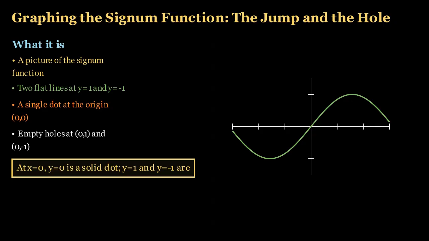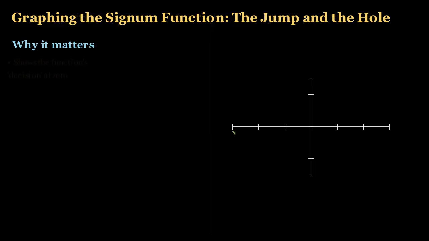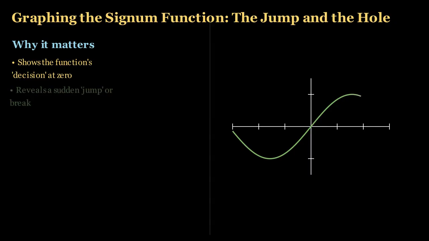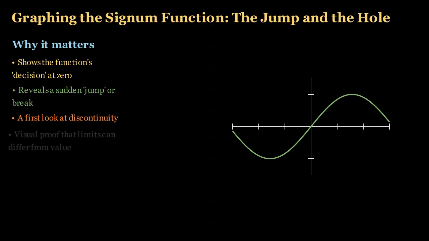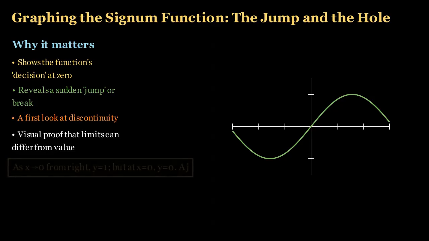Because this picture answers a deep question: what happens exactly at the boundary between positive and negative? The graph makes the function's decision at 0 crystal clear. As you walk along the top line from the right, getting closer and closer to 0, you're at a steady height of 1. But the moment you arrive at 0 itself, you don't find 1. You find a hole, a missing point, and the function's value has jumped all the way down to the solid dot at 0. The same thing happens from the left, where the value jumps up from -1.